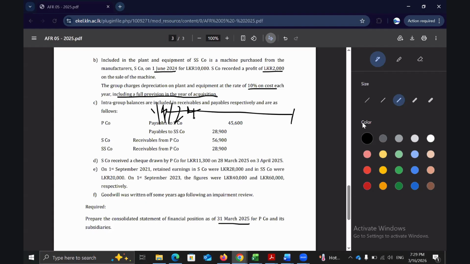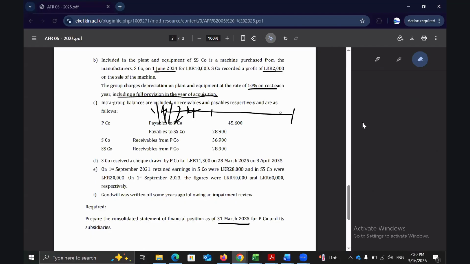2024. This is our current financial year, isn't it? Is it clear? Then this date, 1st June 2024, falls somewhere in this timeline. Then irrespective of the date of acquisition, we need to charge the depreciation for the whole year. Is it clear now?